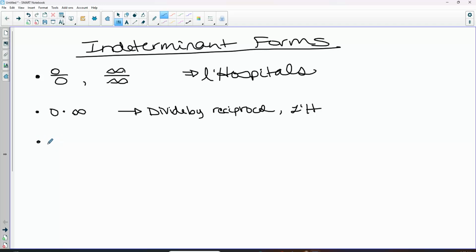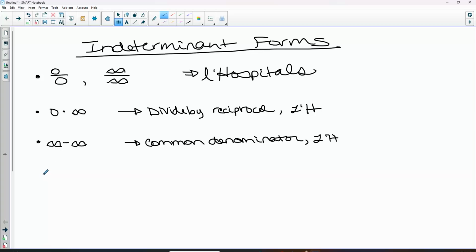Okay, the next indeterminate form we had was infinity minus infinity. So, our goal is to get a fraction. If you are adding or subtracting, how do you get that into a fraction? Common denominator, and from there we can do L'Hopital's.